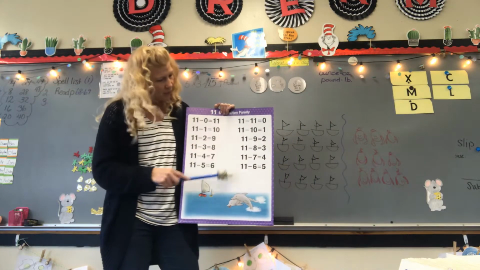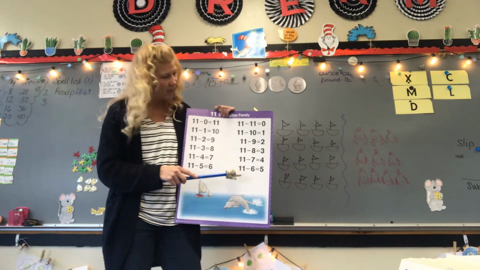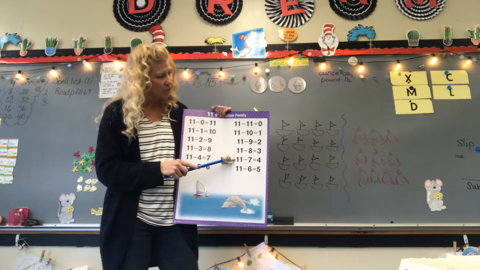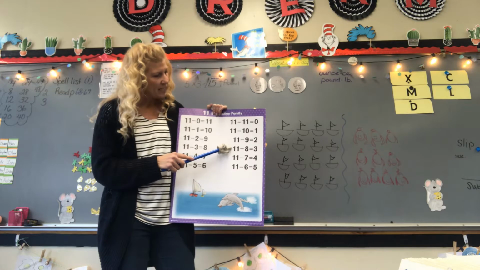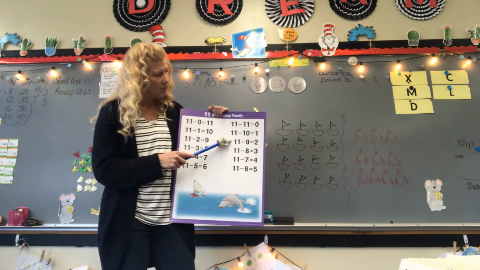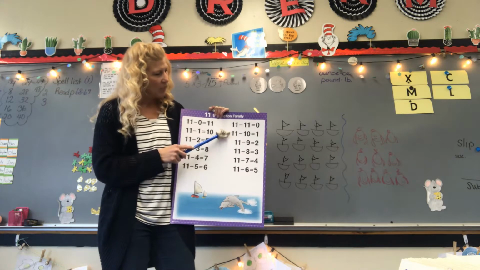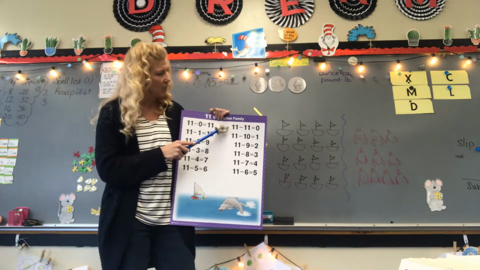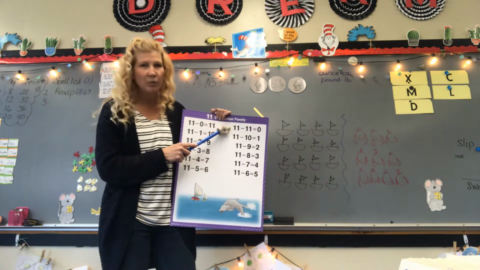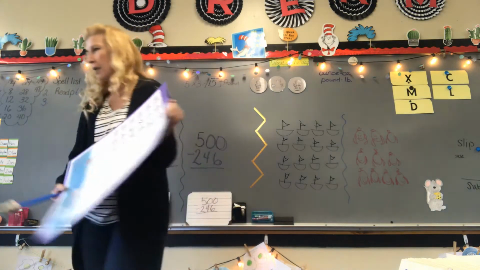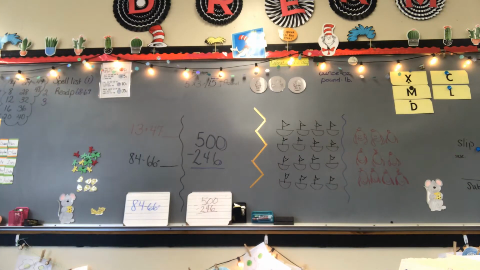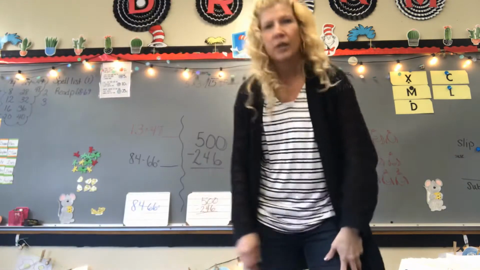11 minus 6 equals 5. 11 minus 7 equals 4. 11 minus 8 equals 3. 11 minus 9 equals 2. 11 minus 10 equals 1. 11 minus 11 equals 0. Good job. Hopefully you can say those without having to look at our chart.